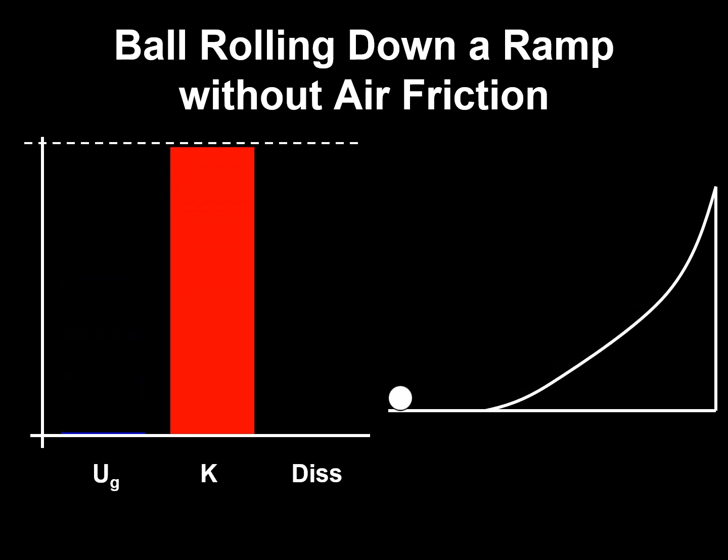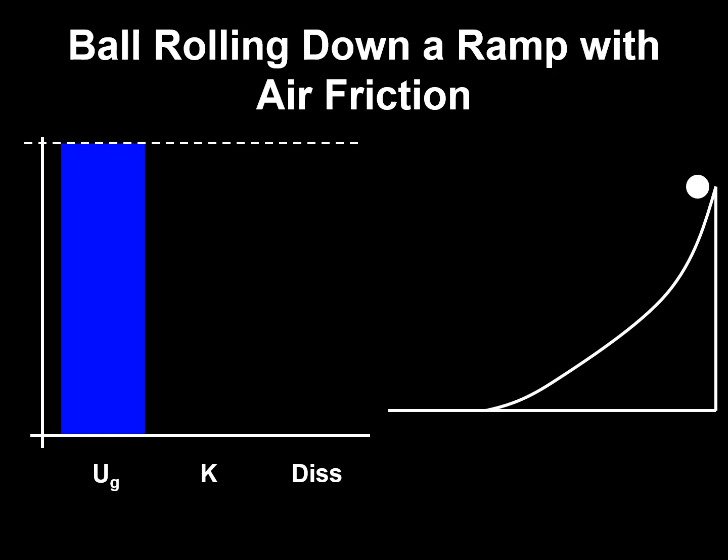So energy transfers from one type to another, and in that process, we don't lose any energy. The total amount of energy stays the same. In this process, we're going to add air friction in here. So that means we're going to include some dissipated energy.